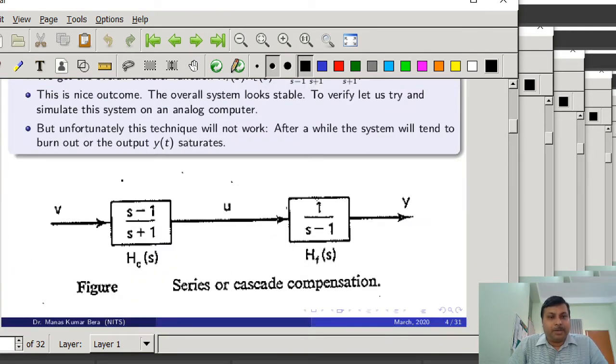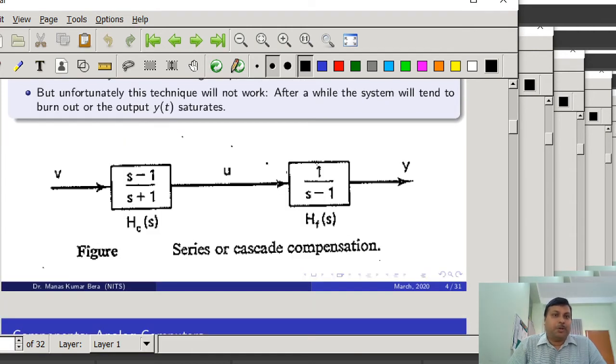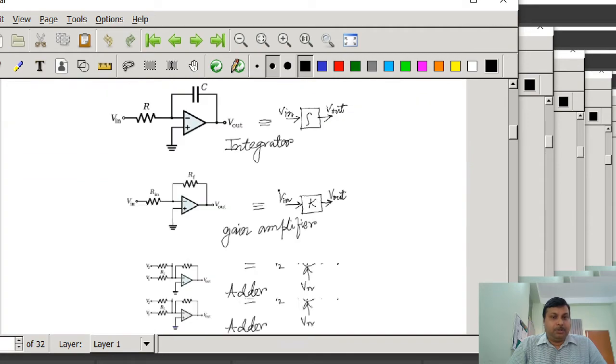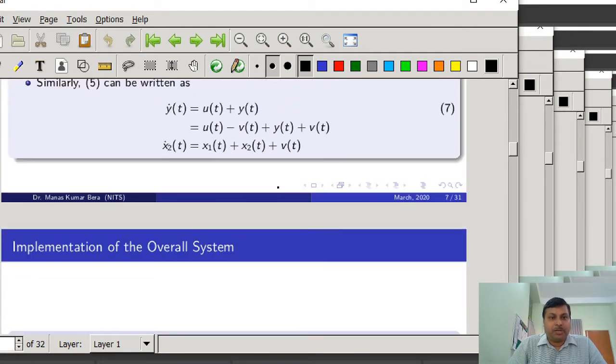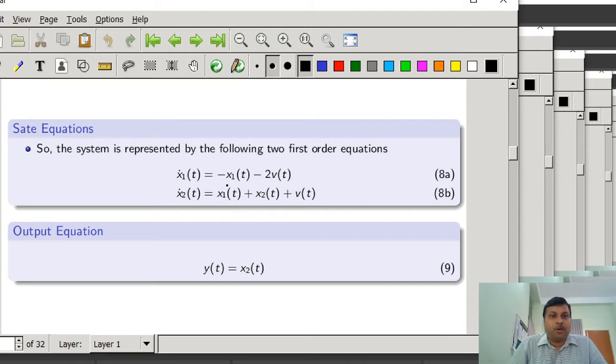We have a cascaded system having transfer function H_C(s) equal to (s minus 1) by (s plus 1), and another subsystem H_F(s) equal to 1 by (s minus 1). We tried to represent these subsystems using two first order differential equations: x1 dot of t equals minus x1 minus 2v(t), and x2 dot equals x1(t) plus x2(t) plus v(t), where v(t) is the input of the system and the output y(t) equals x2(t).